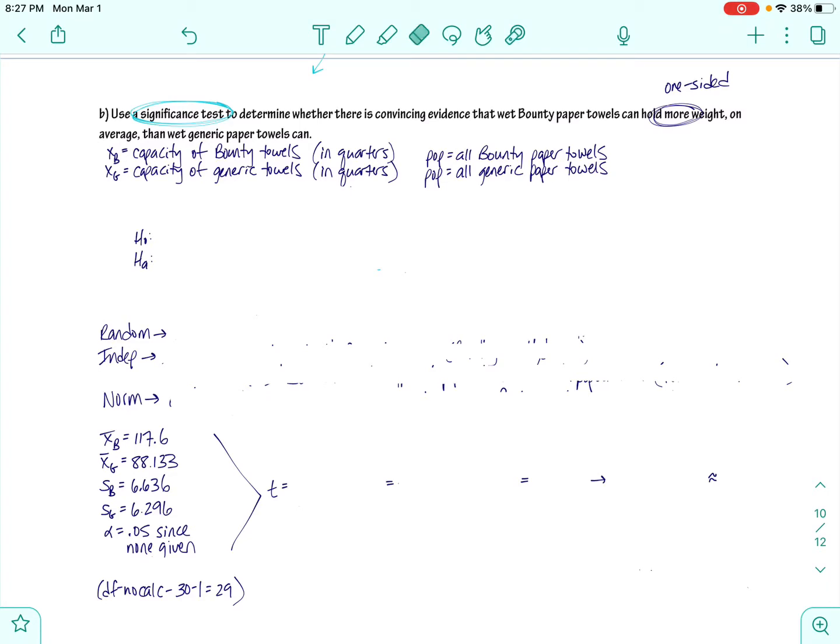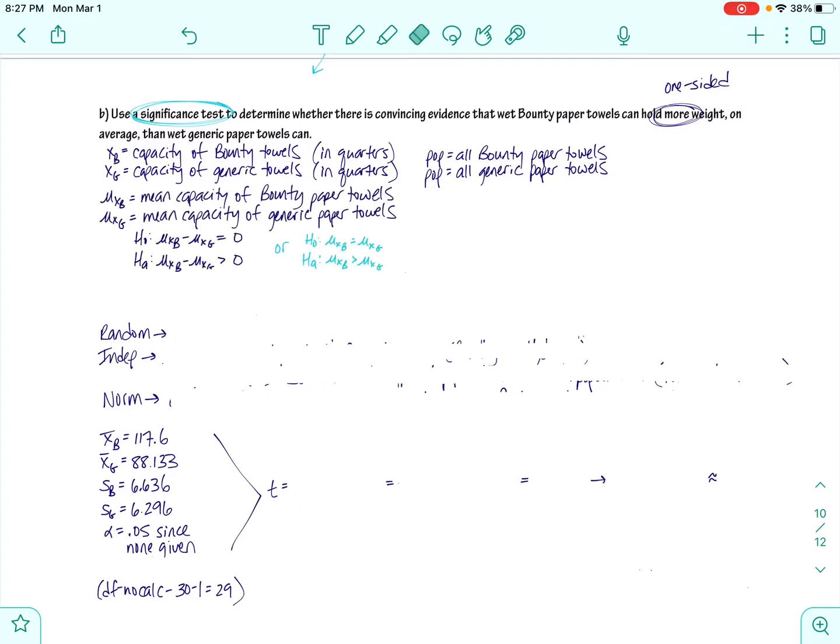And so the way I'm going to write my null is I'm going to use the mean capacity of the Bounty paper towels minus the mean capacity of the generic paper towels. These are averages. That's why I'm using the mu symbol. I'm not taking just one individual x value from Bounty and comparing it to one individual x value from generic. I'm taking the means. So important to note that we're using that symbol of mu. When you subtract them, you get 0.